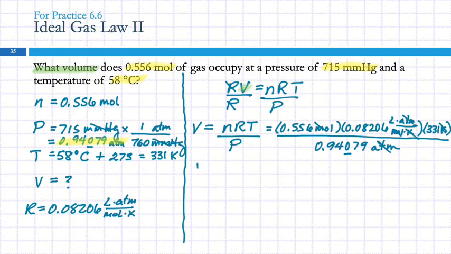Okay, so my volume then, 0.556 times 0.08206 times 331 divided by 0.94079. 16.052, and the unit is the one that's left in my equation here, which is liters. And so I'm going to round this to 3 sig figs. I'm going to get 16.1 liters.